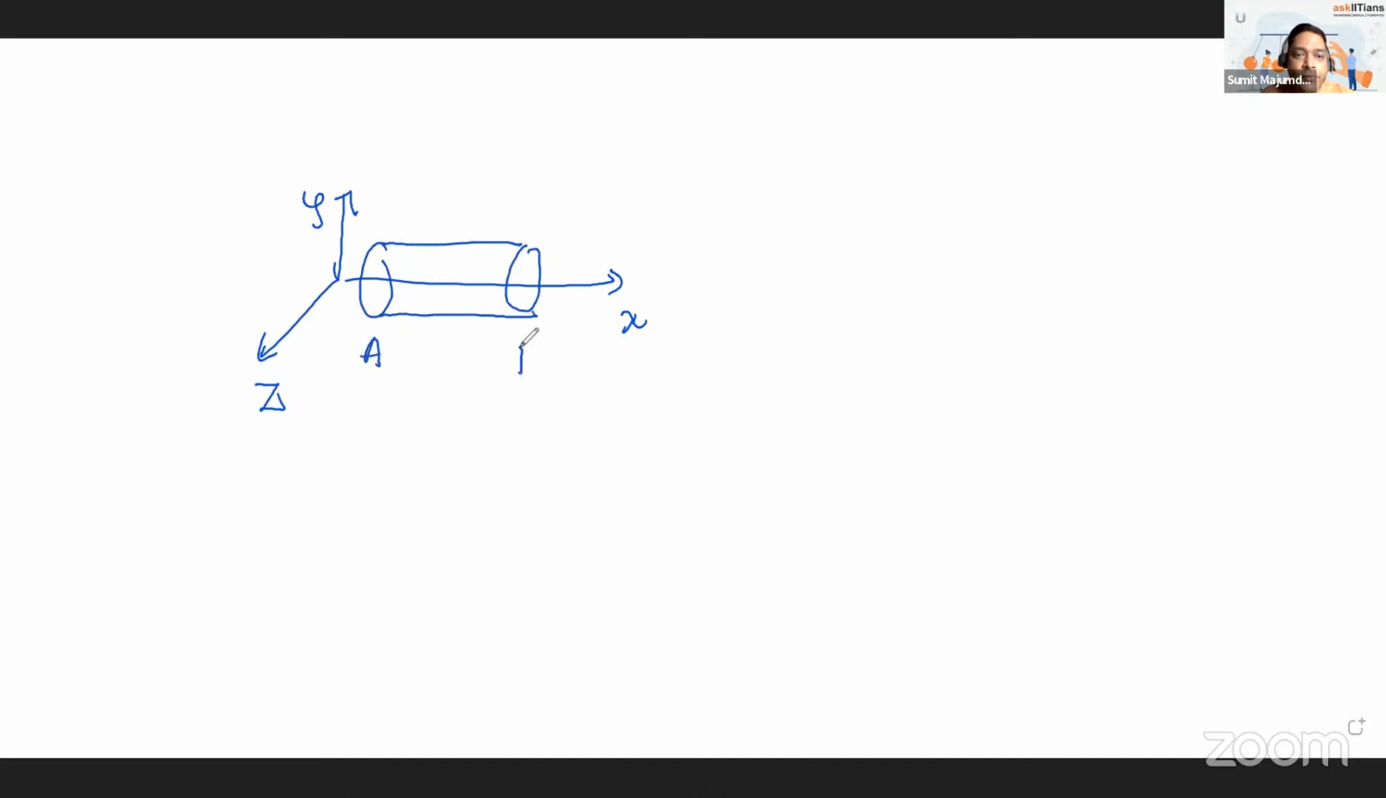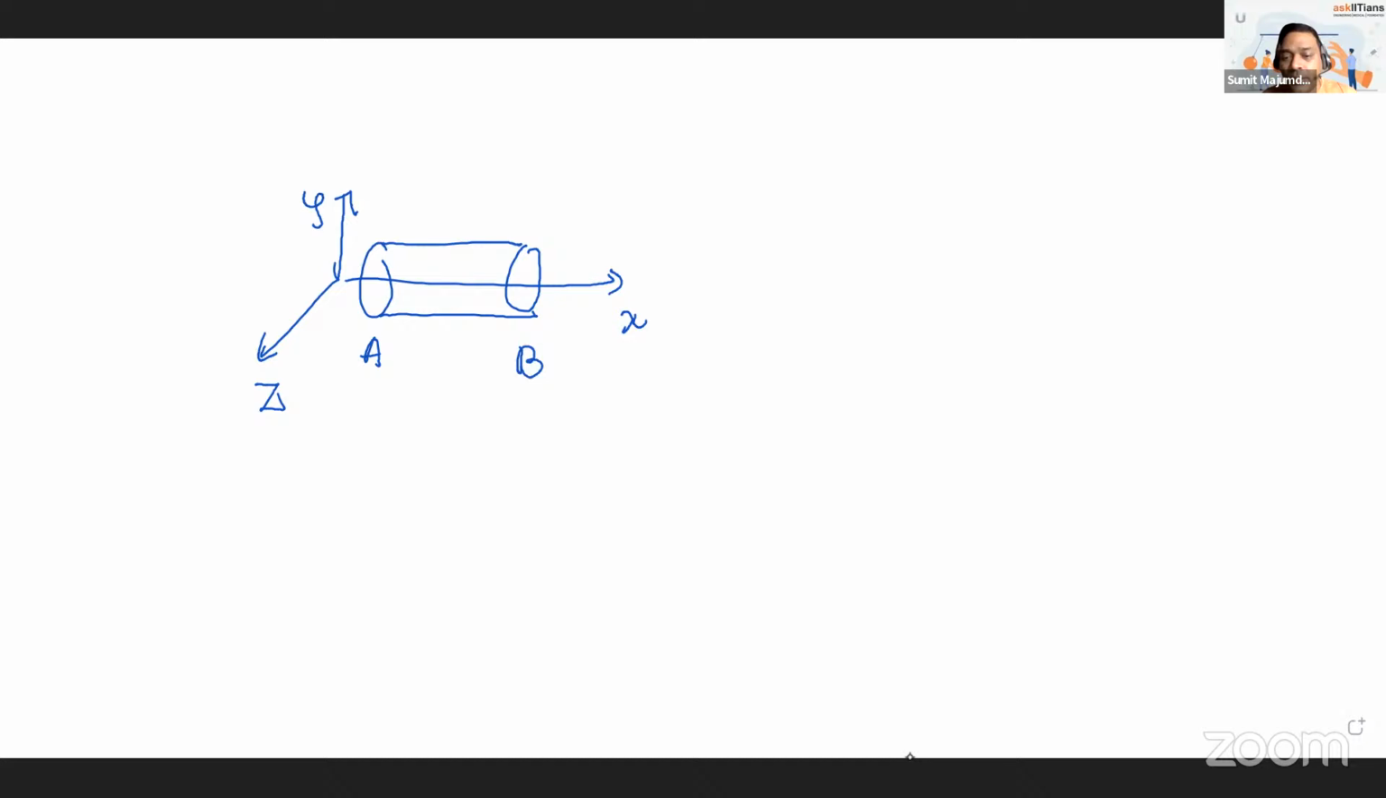So let me solve this out. How do we start attempting it? Let me draw the figure first. This is our x-axis, this is our y-axis, and this is our z-axis. Our cylinder is like this. This is the point A that we have, and this is the point B that we have.